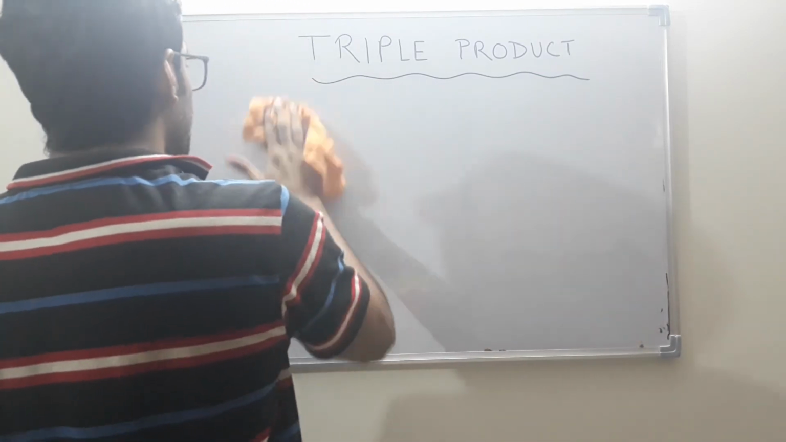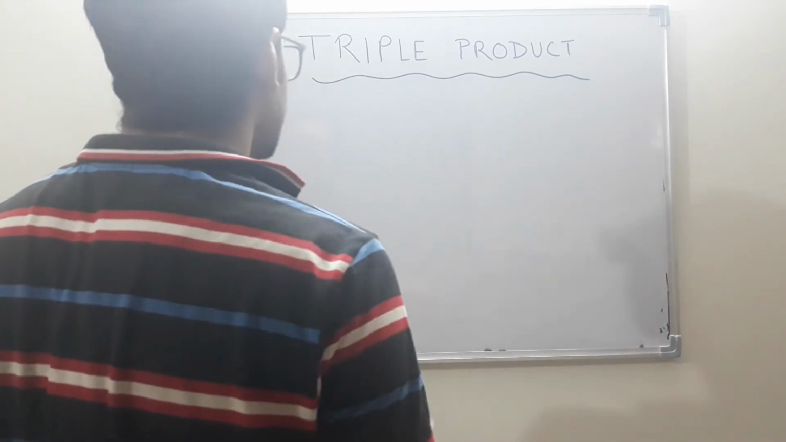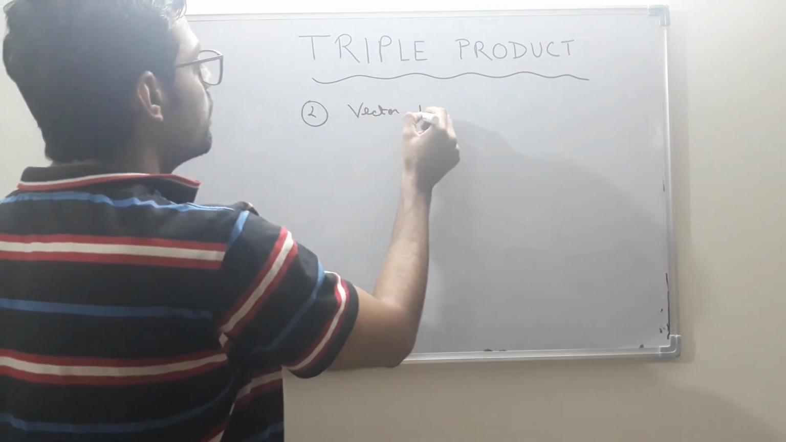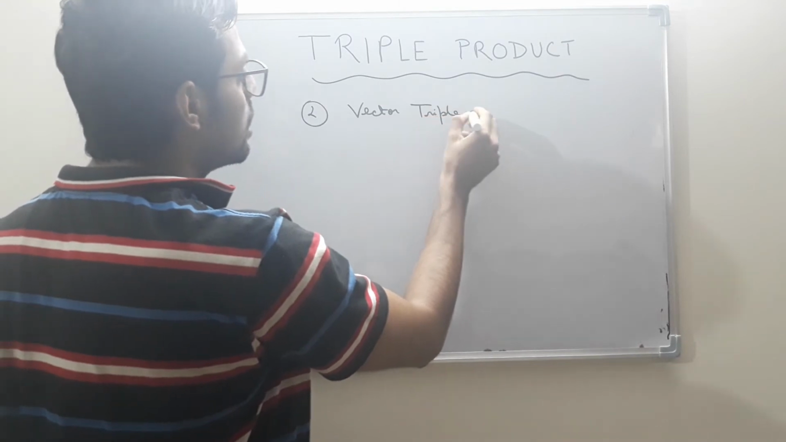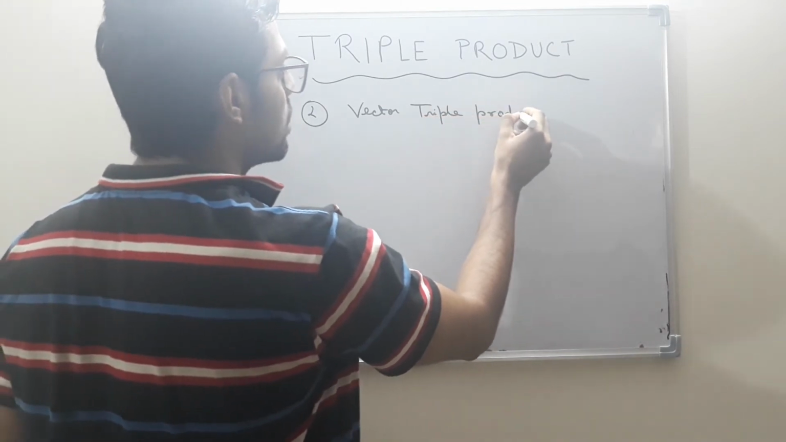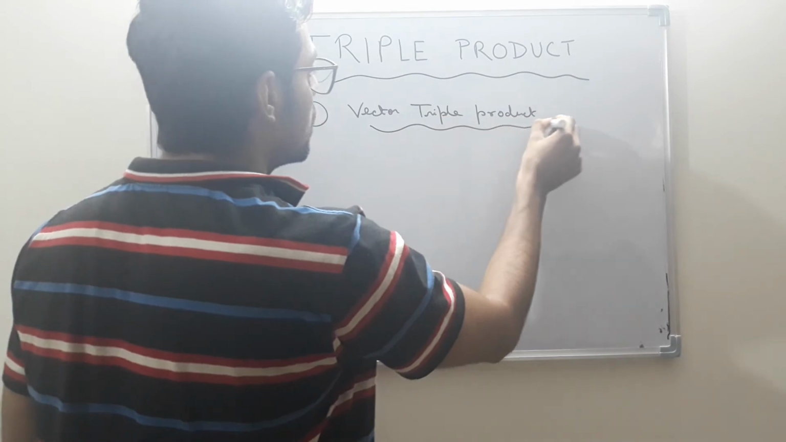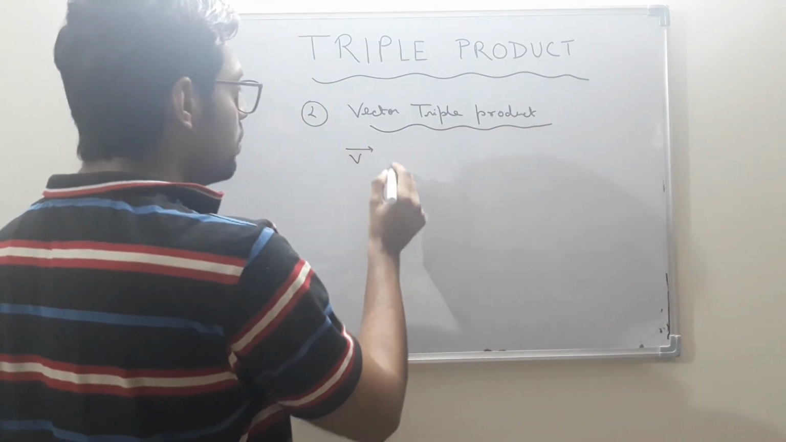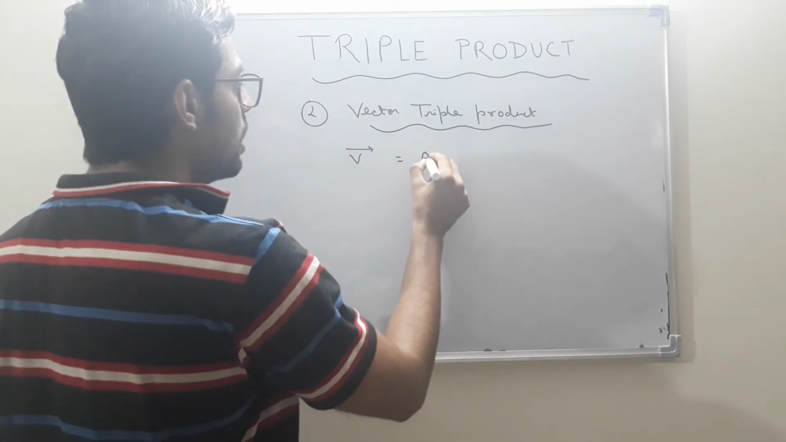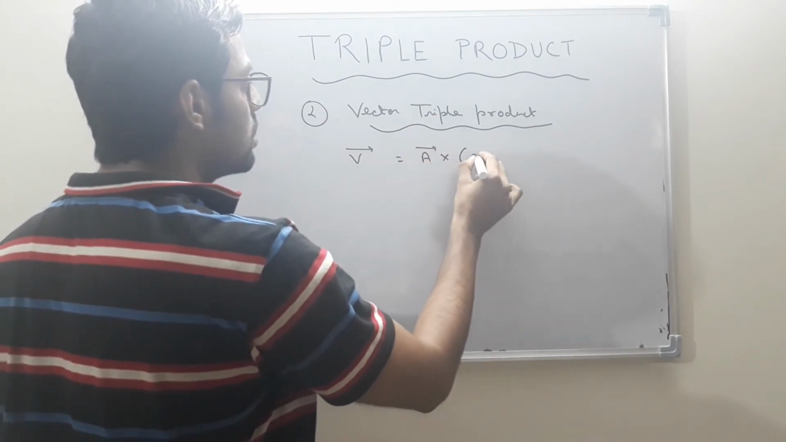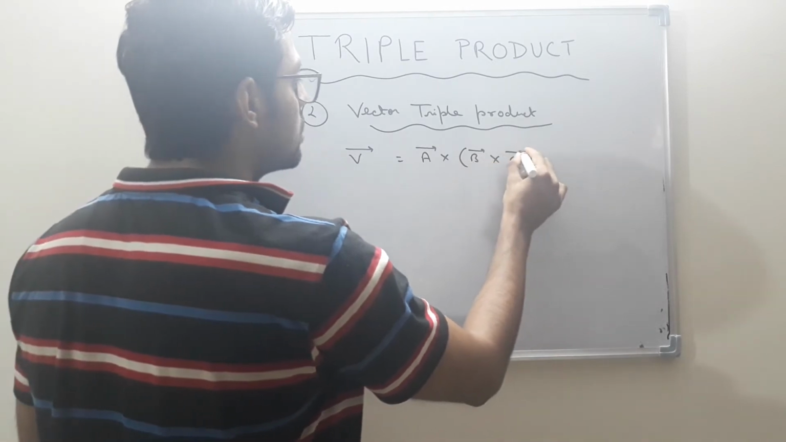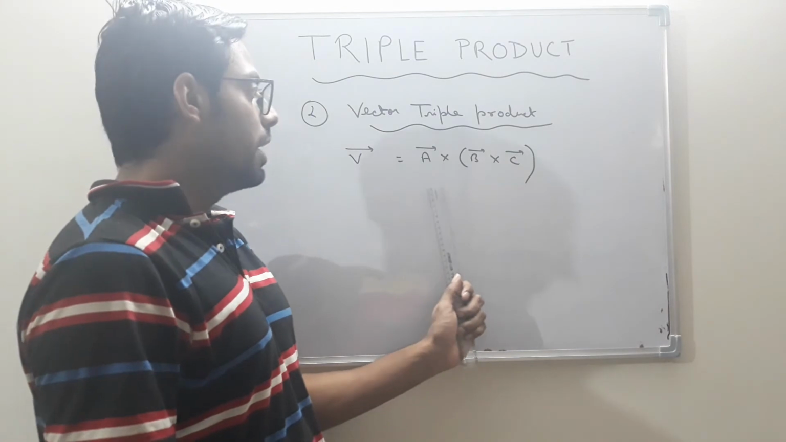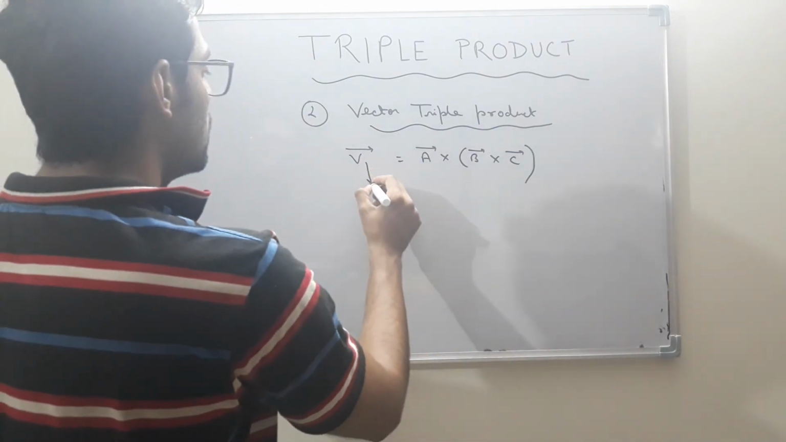Now, there is another type of triple product possible among three vectors, which is called the vector triple product. It is represented by the V vector and results in a vector quantity. V vector equals A cross B cross C.